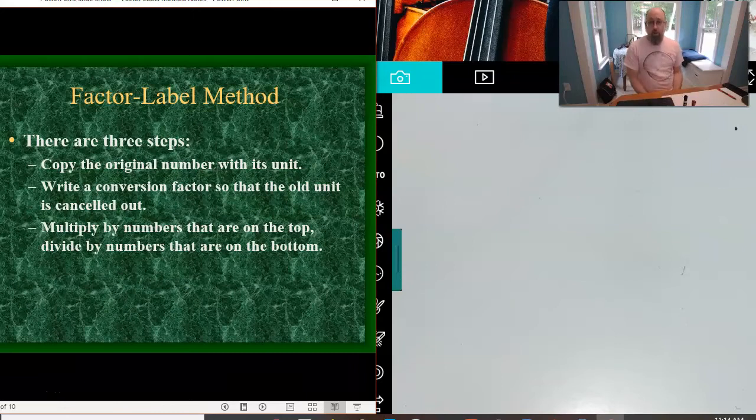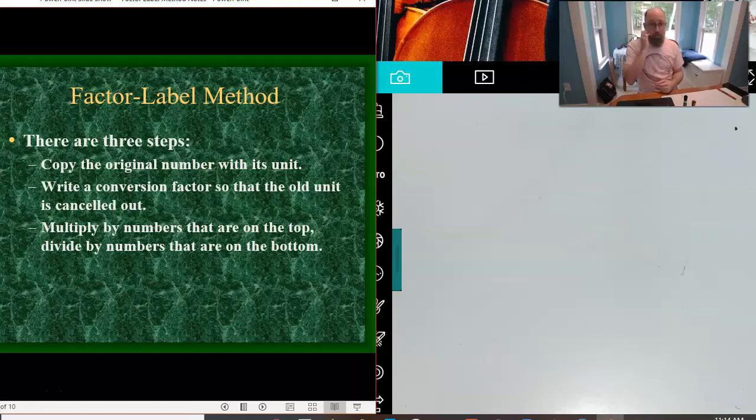The method that we're going to use to solve these is called the factor label method, and it's a simple 3-step process, but the details can be a little bit difficult to pick up for some people, and so it takes a little bit of practice, a little bit of rehearsal. But the simple 3 steps to remember are: step 1, copy the original number that you're working with, with its unit. This is the number that you want to convert to a different unit. Right, so I'm going to copy that down.